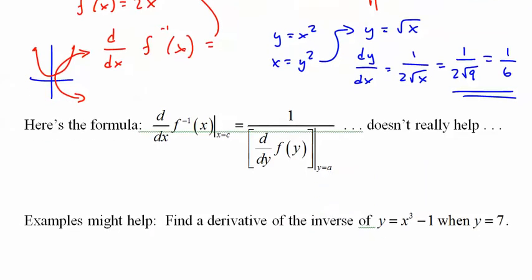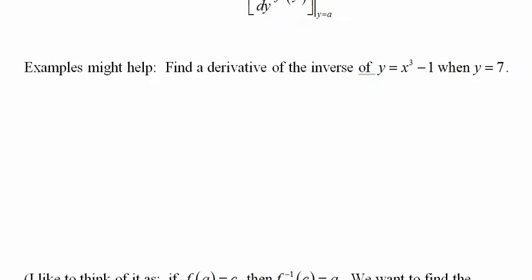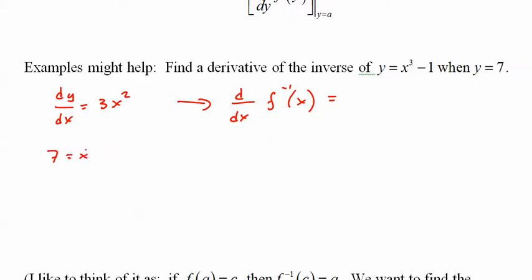So find the derivative of the inverse when y equals 7. dy/dx equals 3x squared. Derivative with respect to x of the inverse. I'm ahead of myself. 7 equals x to the third minus 1. 8 equals x to the third. x equals 2. 1 over 3x squared.